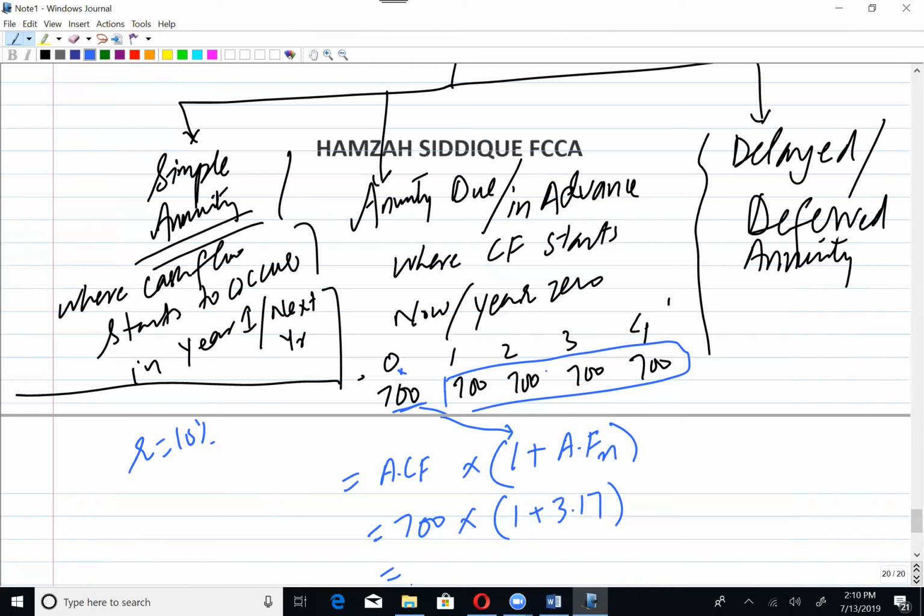700 cross 4.17 is 2919. Annuity due is also called annuity in advance. Both names are used for it.